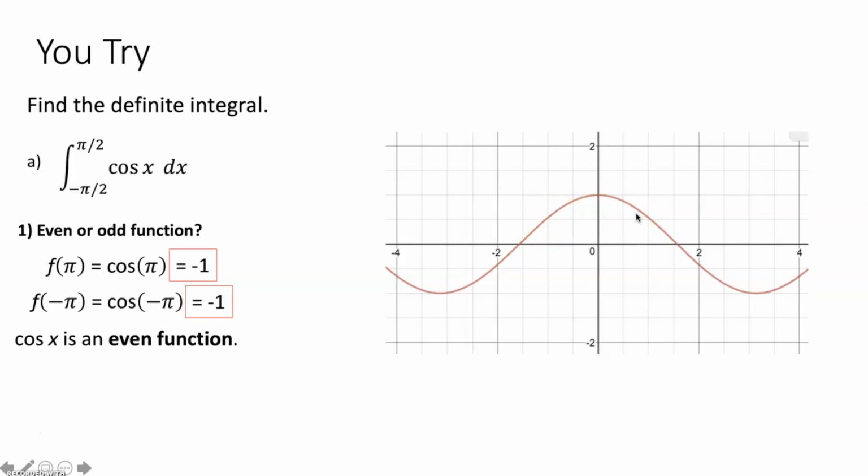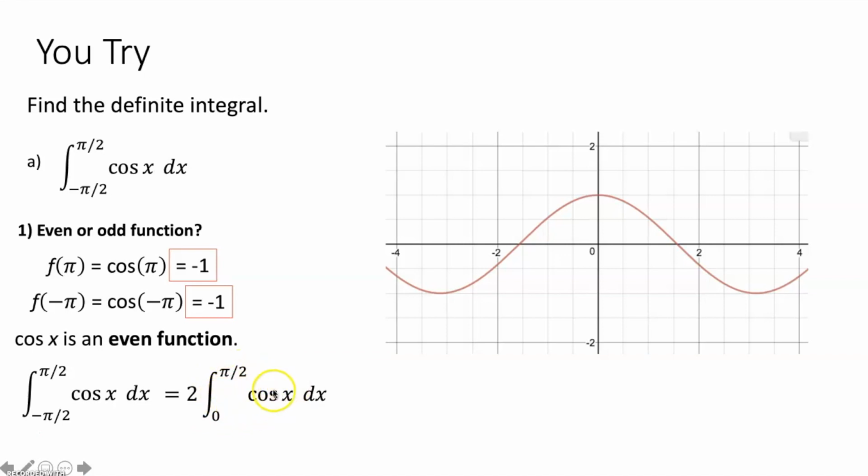How do we evaluate even functions? What I'm going to do is I'm going to rewrite this definite integral. Instead of the integral from negative pi over 2 to pi over 2 of cosine of x dx, it's going to be 2 times the integral from 0 to pi over 2 of cosine of x dx. These two things are equivalent based on the theorem we talked about previously. Now all I have to do is evaluate this definite integral on this interval. So how do I do that?